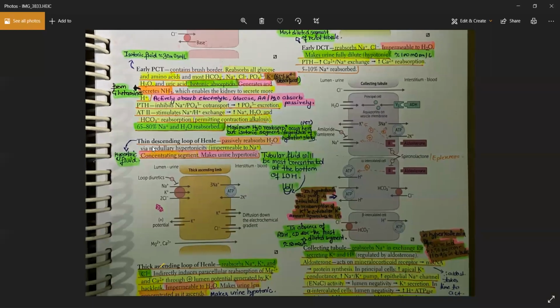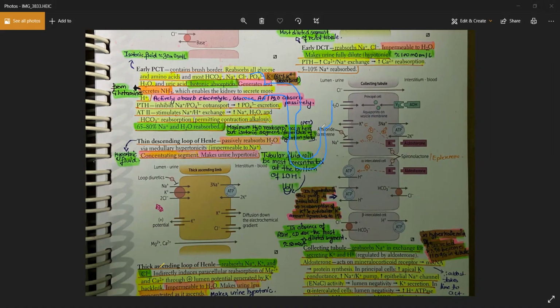Then you have the thin descending loop of Henle. Let me draw this nephron. This is your Bowman's capsule. This is your PCT. Then you have a descending loop of Henle. It has a thick portion and a thin portion. Then again you have the ascending loop of Henle, a thin portion and a thick portion.